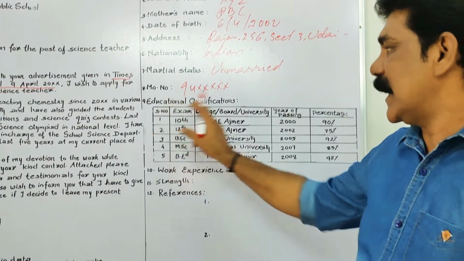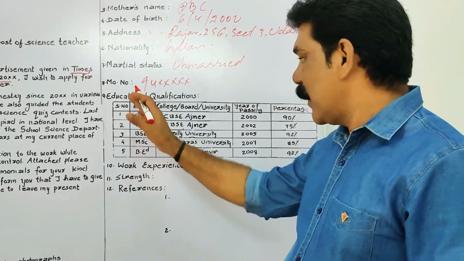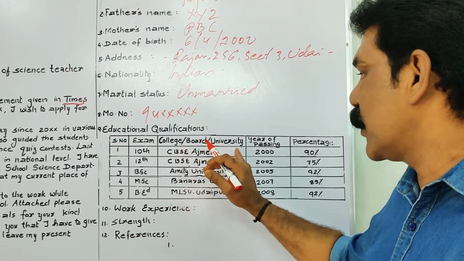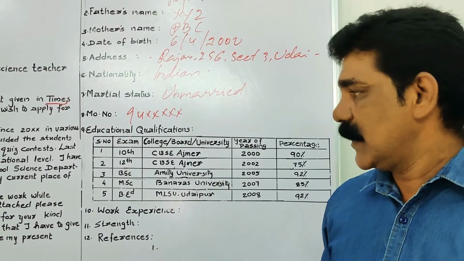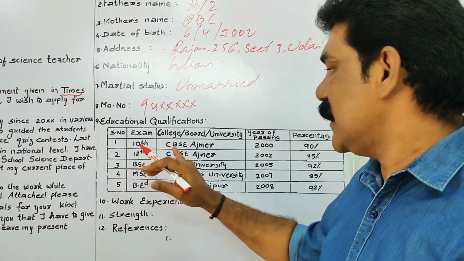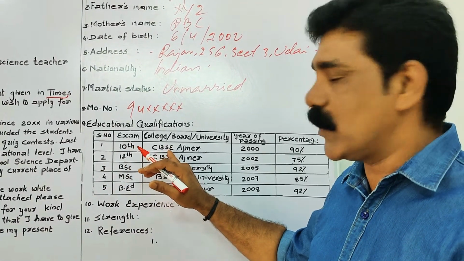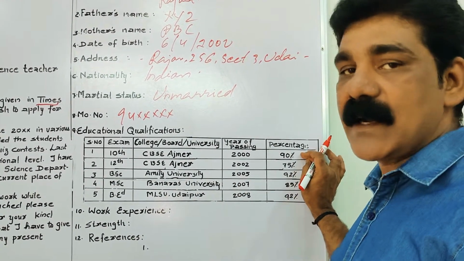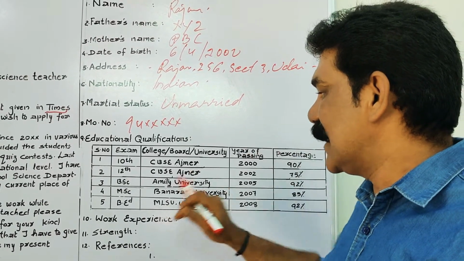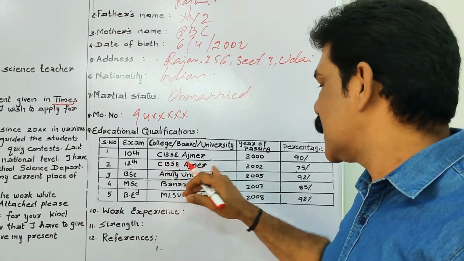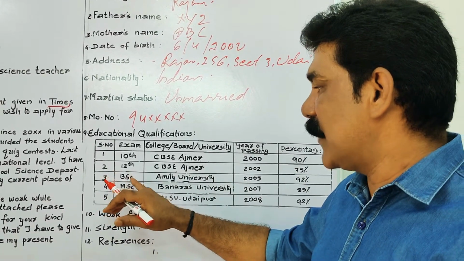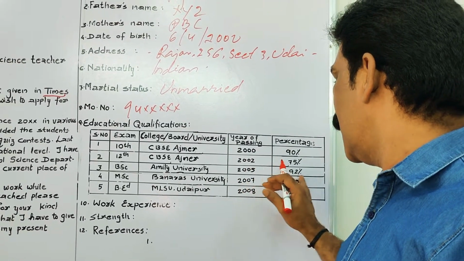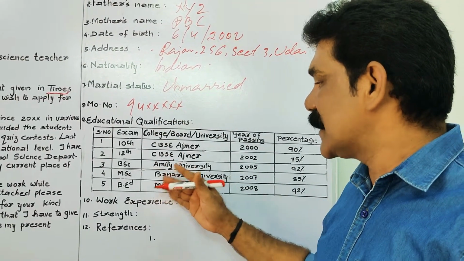Followed by that, your educational qualifications. And you will make a column and write all the details: serial number, exam, college or board or university, year of passing and percentage. And 10th board, 10th exam, whether it's CBSE, Rajasthan board, which board it is, and you can mention the place. And year of passing, that is 2000, and you will write the percentage that you got in that particular exam. Then 12th CBSE Ajmer 2002, 75%, and followed by that BSc, Amity University 2003 and 92%. So give all these details like this.